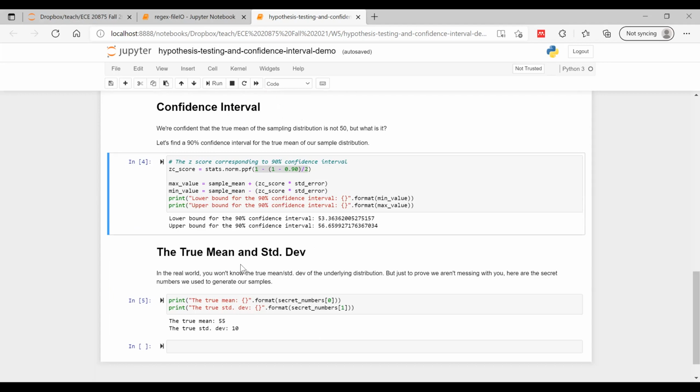Then at the end, we reveal the true mean and true standard deviation. These two secret numbers are 55 and 10. Okay, so if you plug back, you can see the true mean is actually within this range, within 53 to 56. So you can see those simple techniques are very useful. When you have real-world data, some numbers, and you want to draw some conclusion, those provide you some fundamental tools to do that.